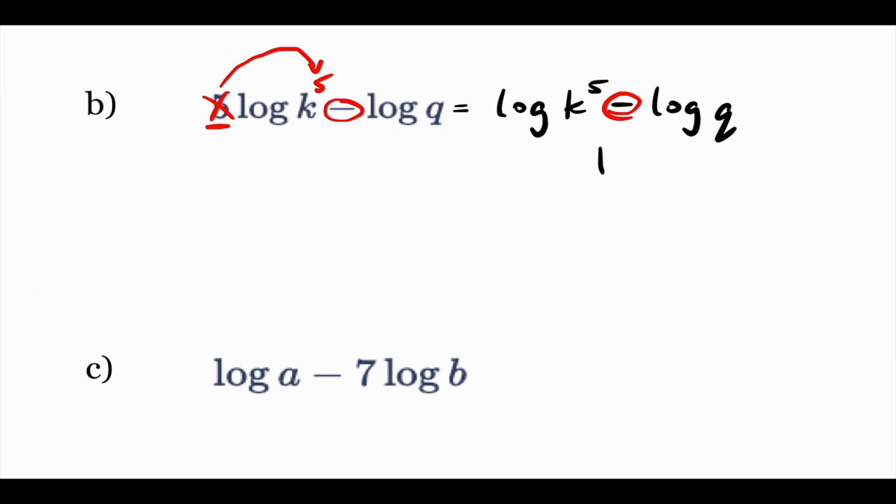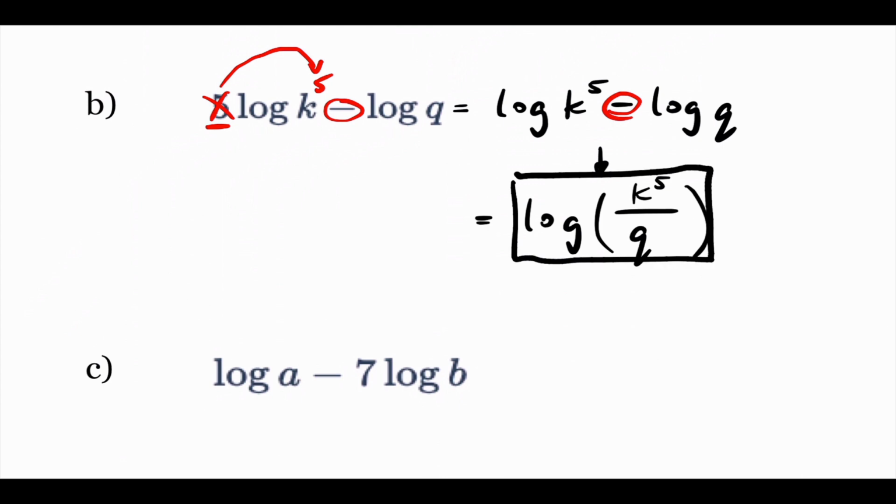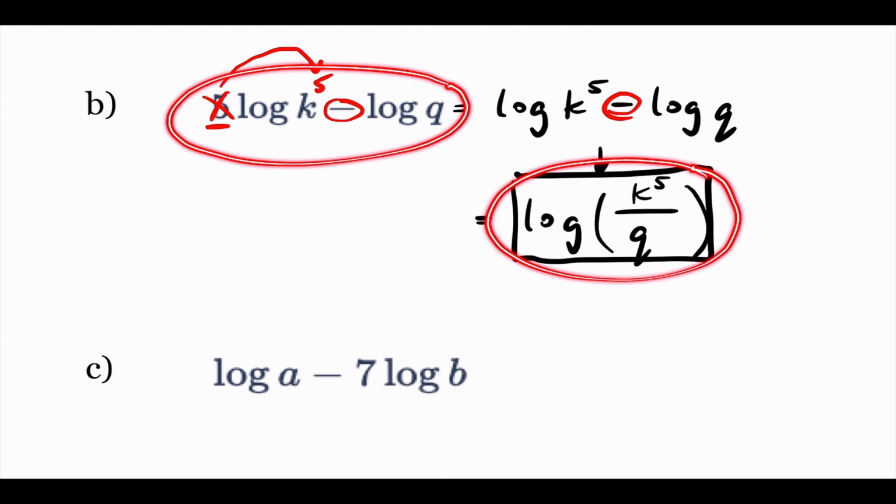Well, to take care of that, I'm going to put them together by putting one log. Since it's subtraction, the quotient property says use division to put them together. So on top is going to be k to the fifth, since it comes first, and on bottom is going to be q. So this is the condensed version, and this is the expanded version. They're both the same thing. One is just condensed, and one is just expanded.